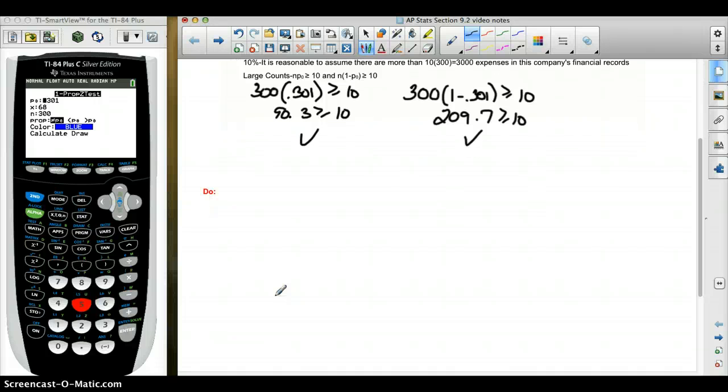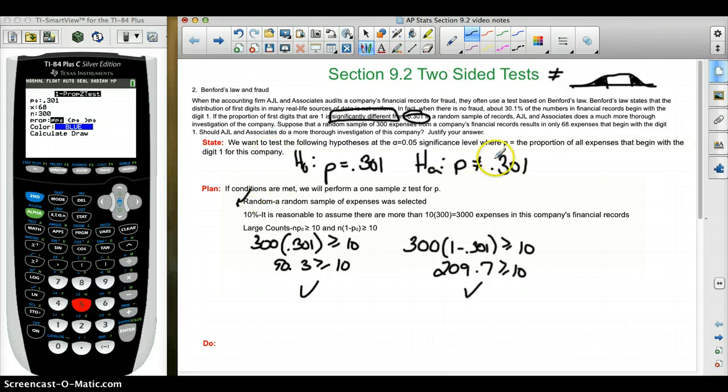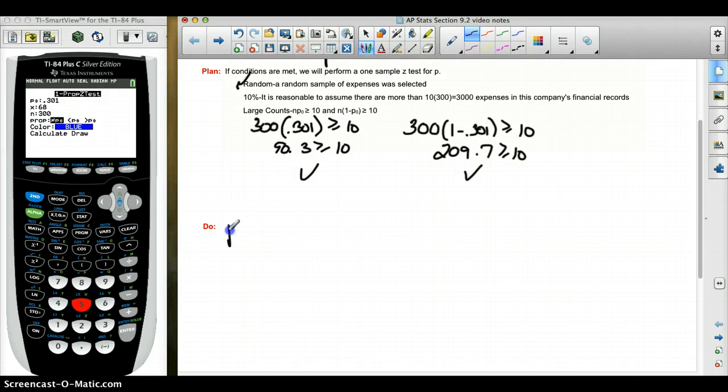So in order to conduct the one sample z-test for P, you have to find your P hat. So from above we can see that we are told there are going to be 68 of them that have results of the expenses that begin with the digit 1. We're doing a random sample of 300 expenses, so P hat, because of this sample, is going to be 68 out of 300, which is roughly 0.227.